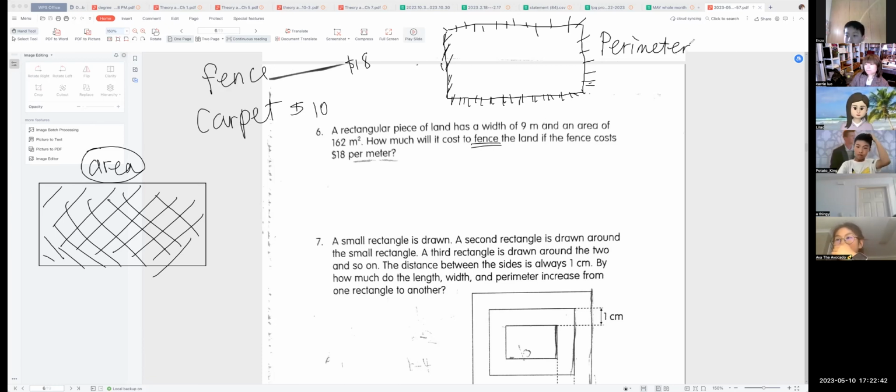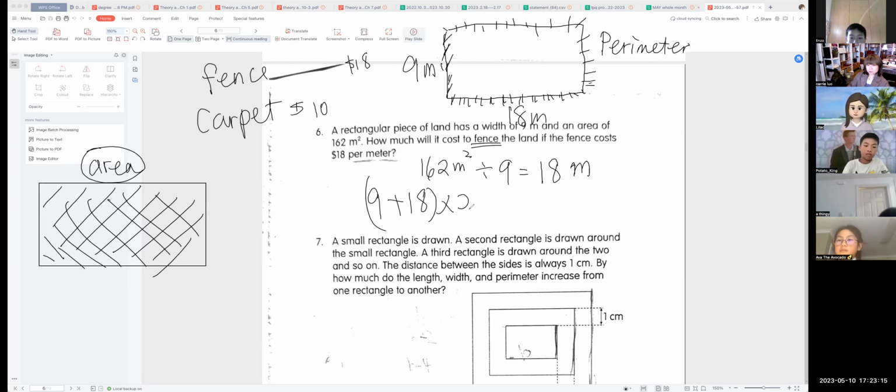Understand, everybody? Okay, so for this question, we already know it is 162 meters square. We know the area, but we don't want to carpet this place because it's a garden. It's a land. Technically you can, but you need to divide 162 by 9 in order to get the length. 162 divided by 9 equals 18. 18 meters. That is the length. So the width is 9 meters and the length is 18 meters. So how do we calculate the perimeter? It's 9 plus 18, times 2. So we get 54 meters as the perimeter of the land.